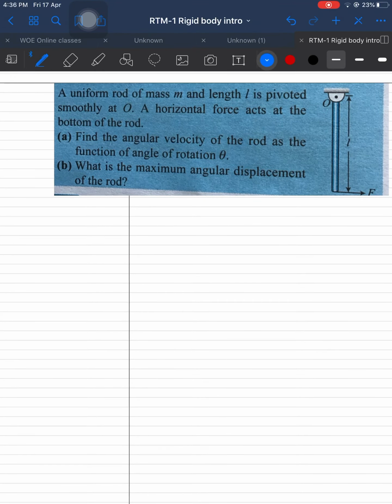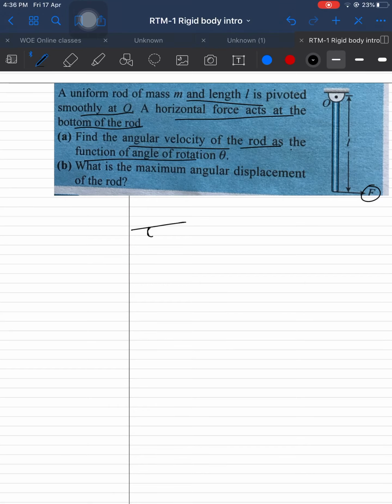Listen carefully to whatever we are doing. A rod of mass m, length L, is pivoted smoothly at O. A horizontal force acts at the bottom. Find the angular velocity of the rod as a function of the angle theta. Say F remains in the same direction. If F remains in the same direction, it is hinged.